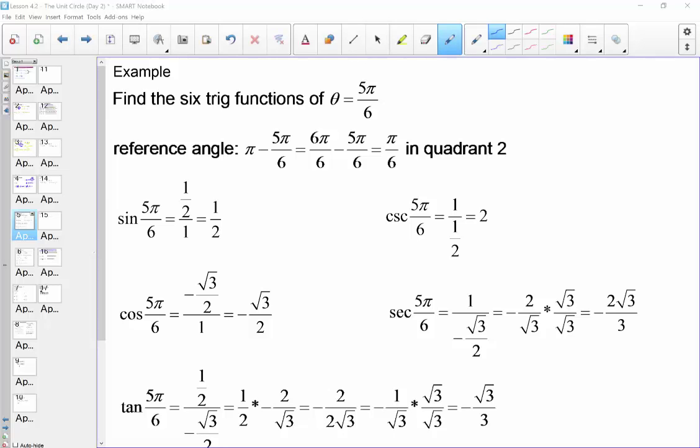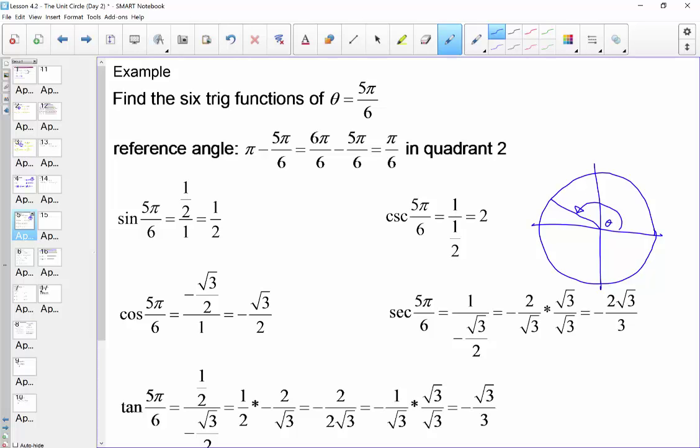We need to find the 6 trig functions of theta equals 5 pi over 6. We'll start by labeling a diagram in order to help us visualize this problem better. So we'll draw the unit circle, and our angle 5 pi over 6 is in quadrant 2, approximately here. So this represents theta, and 5 pi over 6 is represented by that angle.